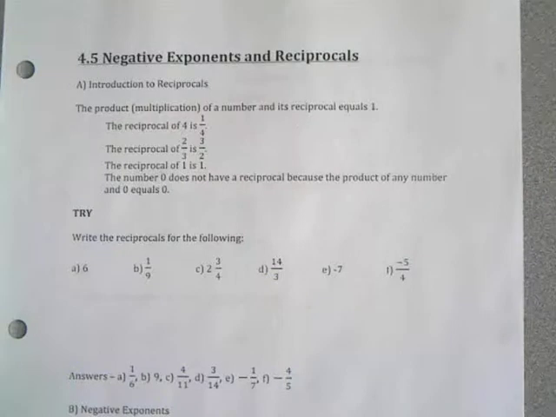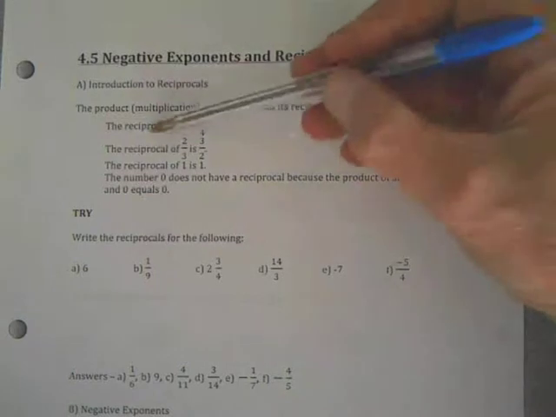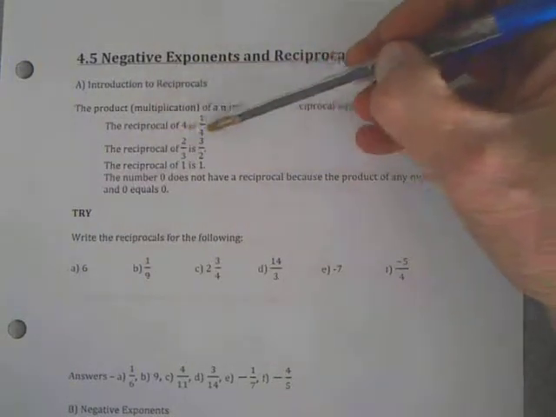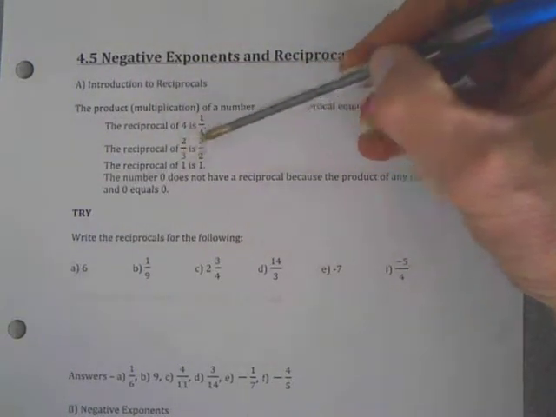Today I'm looking at 4.5 negative exponents and reciprocals. If we have 4, the reciprocal of 4 is 1 over 4. If we have 2/3, the reciprocal is 3 over 2.